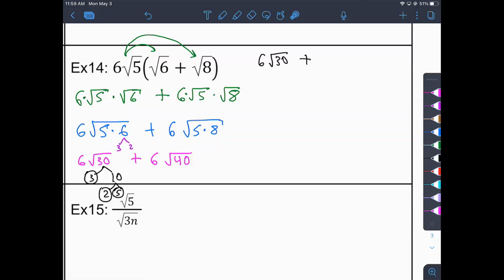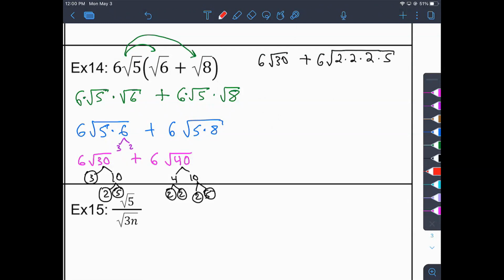But what about the 40? Does the 40 break into things? Well, let's try it. 40 breaks into 4 times 10. And 4 breaks into 2 and 2. And 10 breaks into 2 and 5. Okay, so now it's 6 and then a root symbol of, how many 2's do I have? 1, 2, 3, and then a 5.